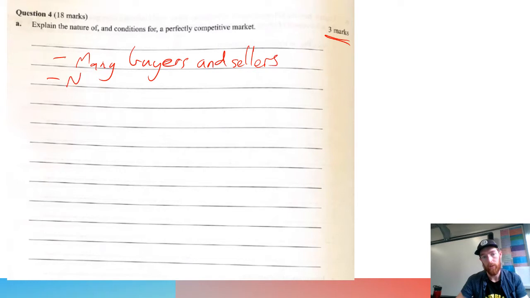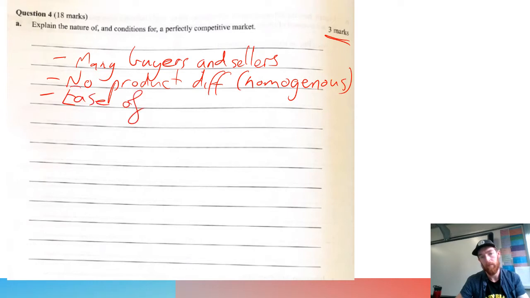that there is no product differentiation. And if you wanted to be real smart, you would have written homogeneous products. And hopefully as well, you would have given an example. Examples are always good. You just said ease of entry and exit. And then finally, resource mobility.